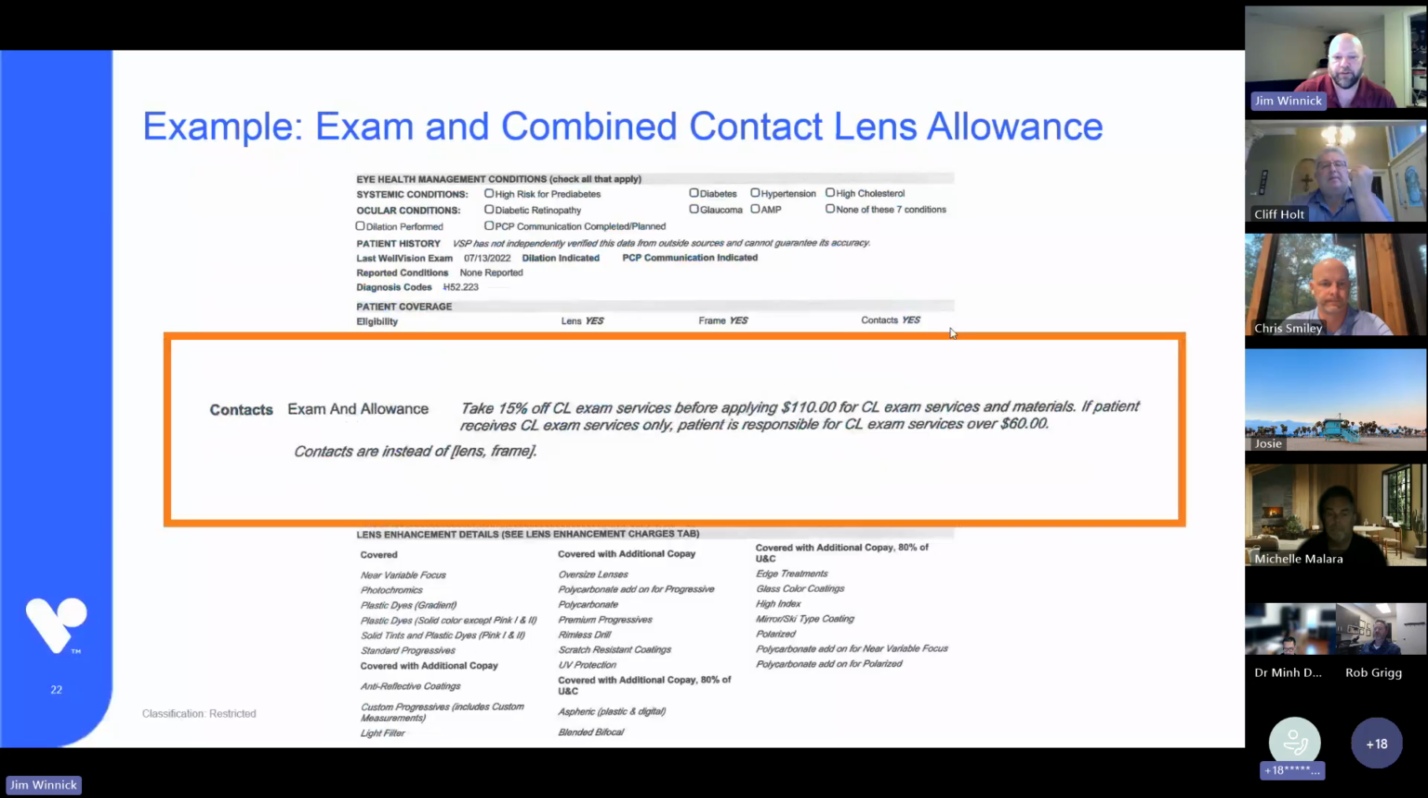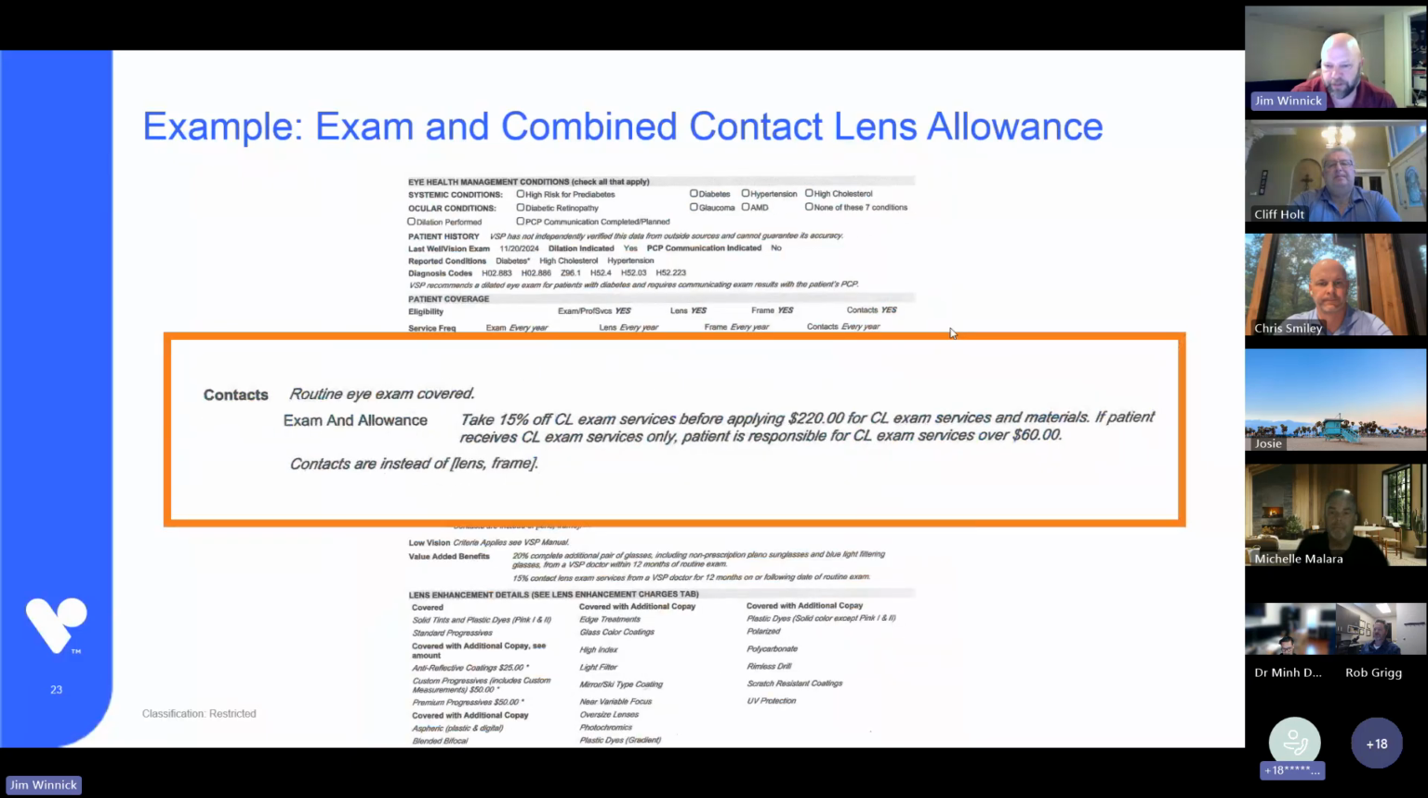Should be familiar. This is what they look like. 15% off contact lens exam services before applying whatever amount it is that they're being given toward contact lenses. In this case, $110. In this case, $220. And then it also says, we're going to cover this in a specific example, patient is responsible for contact lens exam services over $60 if the patient receives contact lens exam services only and they don't buy materials from you. And this is going to be an important pearl here in a couple of slides.